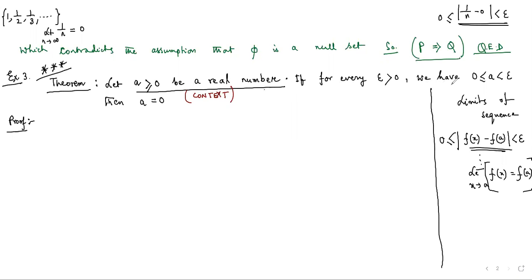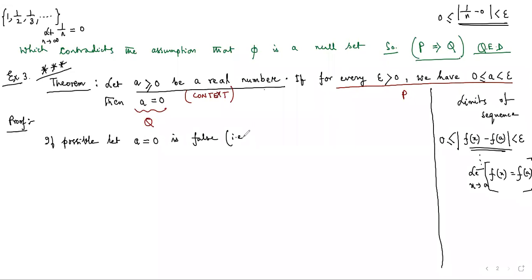For every epsilon greater than 0, we have this, that is our capital P, and this is my capital Q. Just to save time, I'm writing in this particular manner, although you know that you cannot underline things and put alphabets, it doesn't have any meaning. So then we can follow in the following manner. If possible, let a equal to 0 is false. That is, not Q is true.